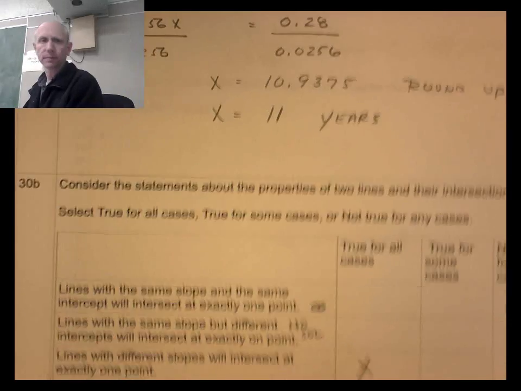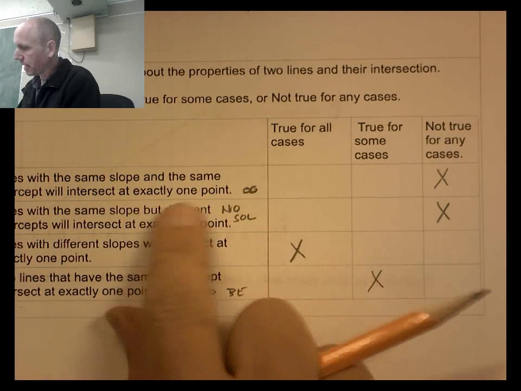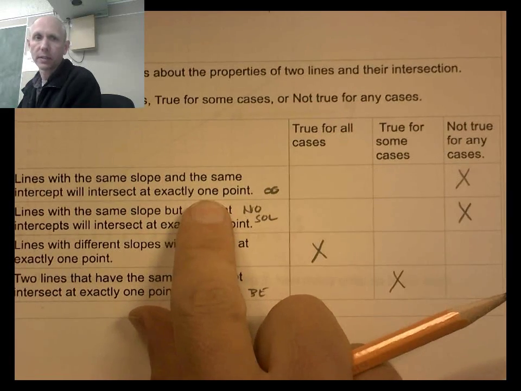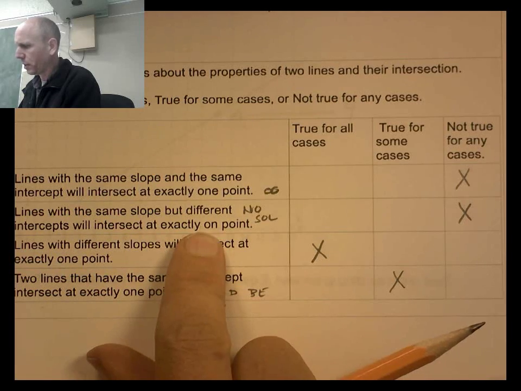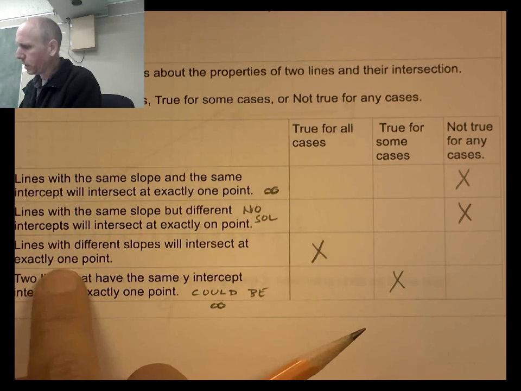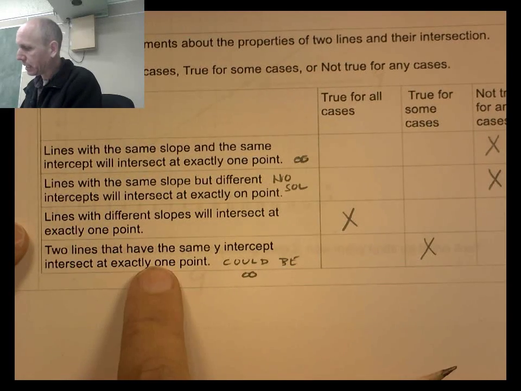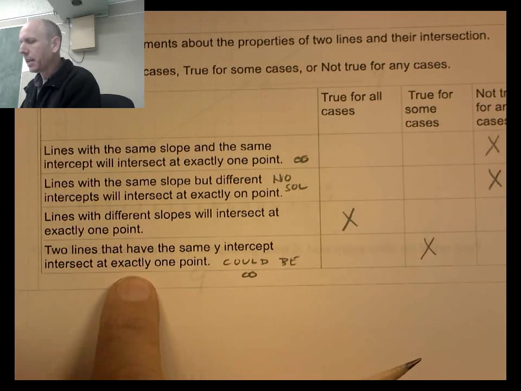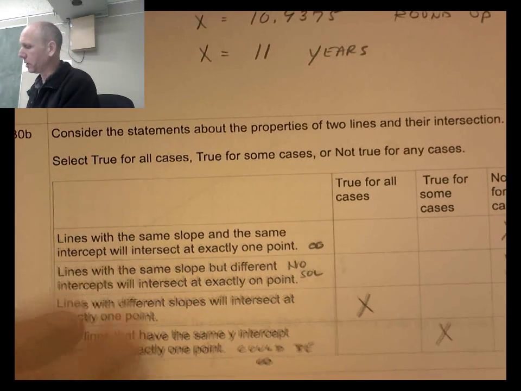Okay, and then the last one. Lines with the same slope and the same intercept will intersect at exactly 1 point. No, those are actually infinite solutions, so that doesn't work. Lines with the same slope but different intercepts will intersect at exactly 1 point. No, that's a no solution. That's wrong. Lines with different slopes will intersect at exactly 1 point. That's always true. And 2 lines that have the same y-intercept intersect at exactly 1 point. They do intersect at 1 point, but they could be coinciding lines also, which means there would be infinite solutions. So this is sometimes true.